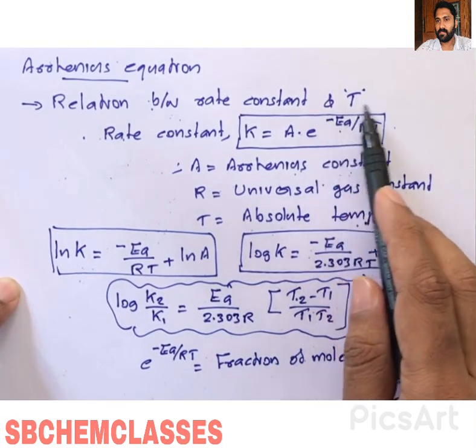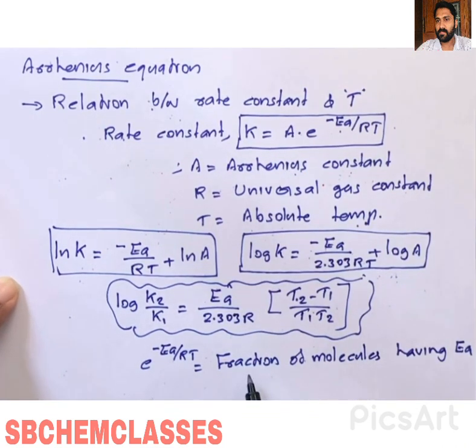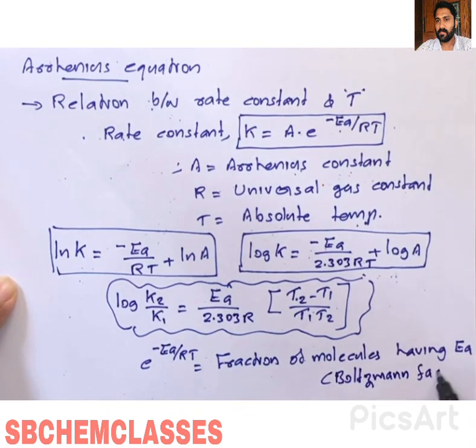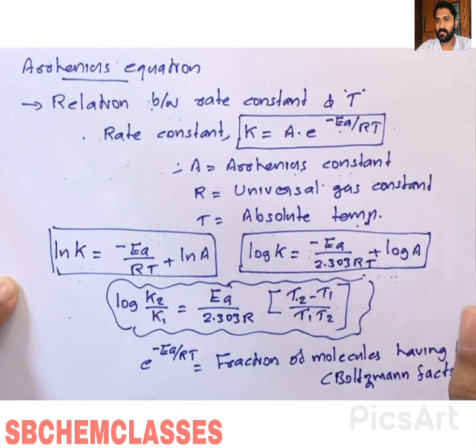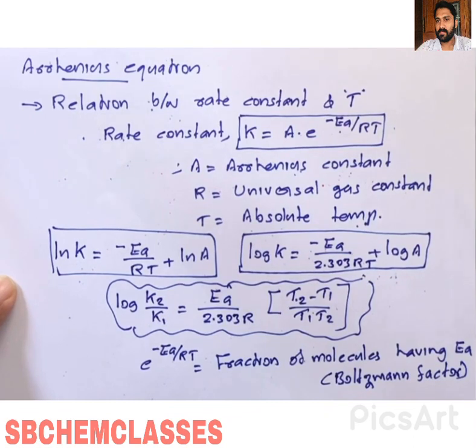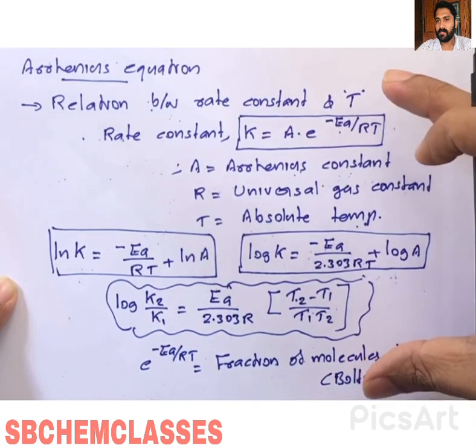In this equation, e raised to minus EA by RT is known as fraction of molecules having activation energy. That is, this value is the fraction of molecules having activation energy. This value is known as Boltzmann factor, not Boltzmann constant. It is known as Boltzmann factor. By this equation, we can relate the effect of temperature and effect of catalyst on rate of reaction. That are the important points we have to focus.